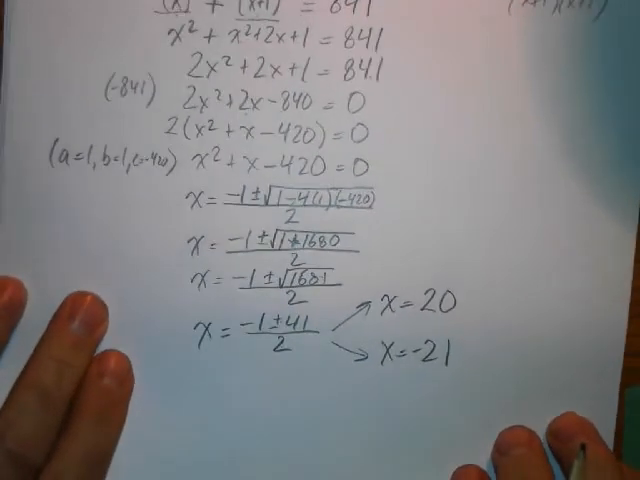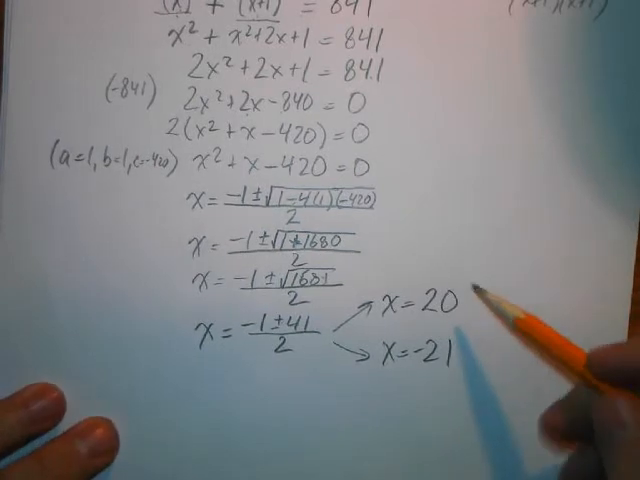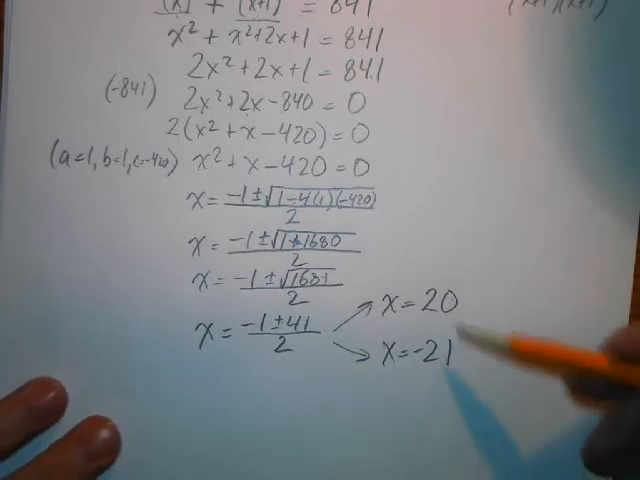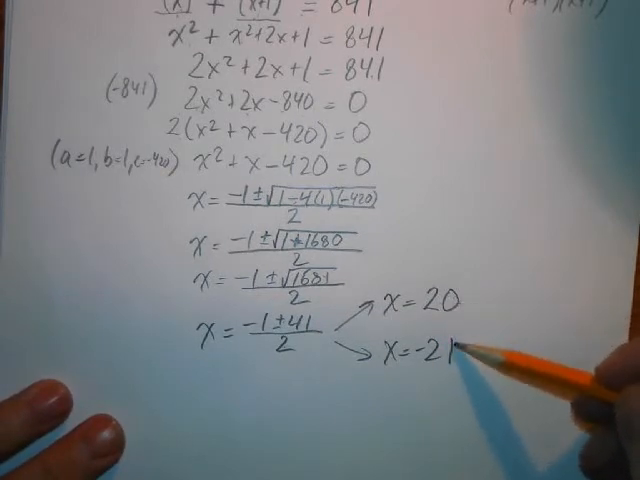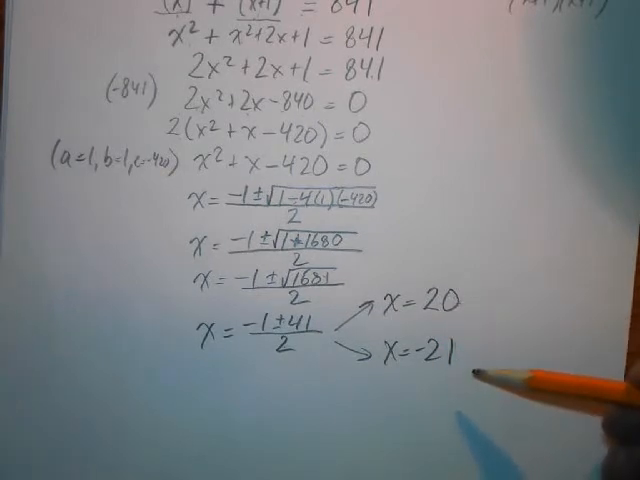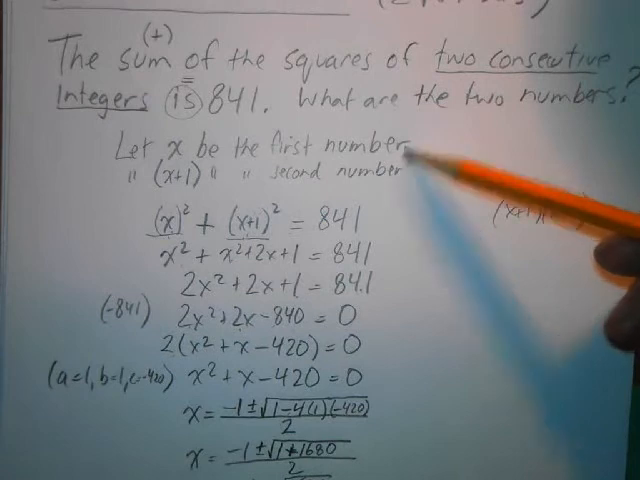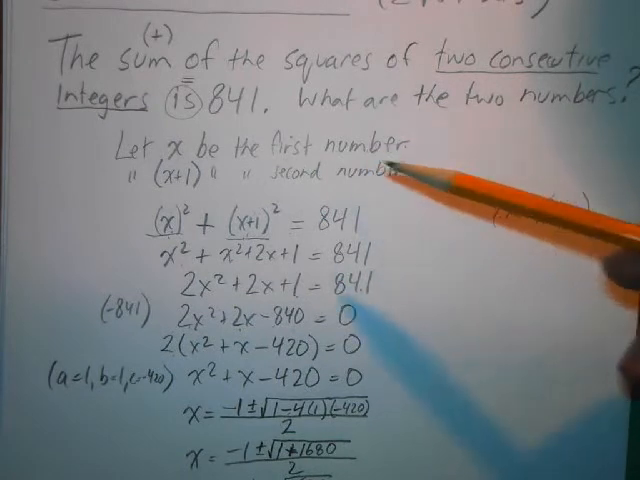So here's a really common mistake. People say, oh, the 2 numbers are 20 and negative 21. Well, that can't be true because these are not consecutive. So you're thinking, well, what does it mean? If you're not sure, you just go back and see what x is supposed to represent. x is the first number.